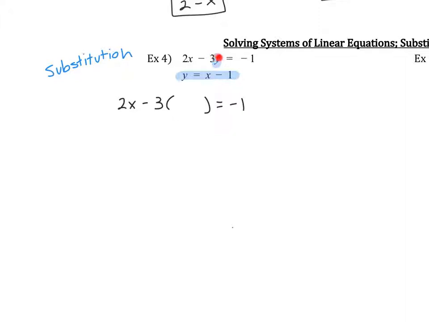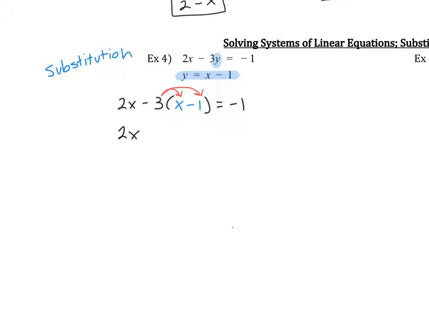First, notice I take out the y and replace it with a blank space using parentheses, and then I replace it with x minus 1. Whenever we substitute, I'm going to ask you to do it with parentheses. So now I just have to solve. I can solve this one, which is now a linear equation, by first distributing. I need to see if I can combine like terms, and in order to do that, I'm going to need to distribute. So I'm going to distribute the negative 3 to x and negative 1.